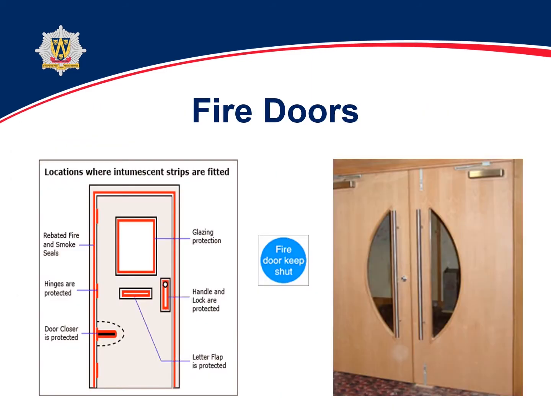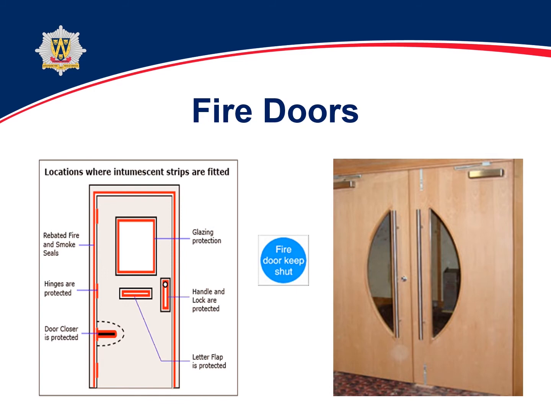Okay, fire doors then. These are doors that prevent the spread of fire and smoke from one area to another. They can protect escape routes from a fire in a room, and they can be recognised by having the blue circle, fire door keep shut, on. They would also have what we call intermittent strips around the door to maintain the integrity of the door if there is a fire behind it, and they would be fitted around the frame, around any glazing and any openings in the door, as is shown on the left where those red lines are.